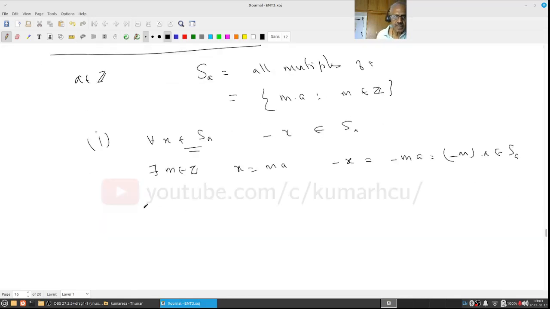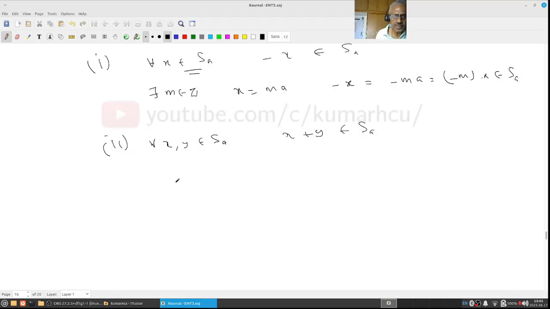Right? And two, whenever x and y belong to S_a, then x plus y also belongs to S_a. Why? Because as I said earlier, there exist m, n integers, so that x is m times a, y is n times a. Therefore, x plus y is m plus n times a. Therefore, that's also in S_a.